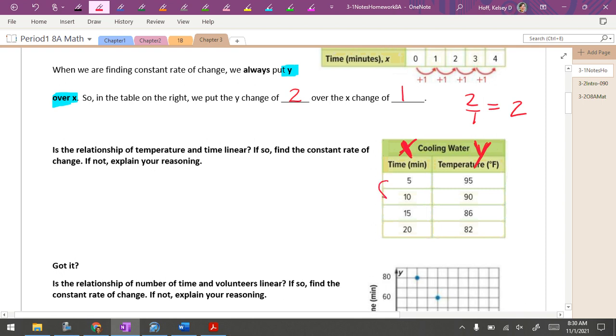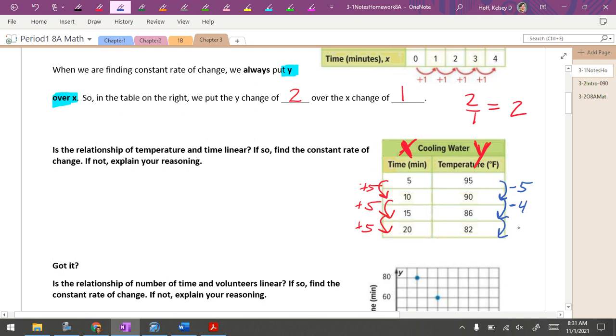What is my change if I go from 5 to 10? Plus 5. And then from 10 to 15. Everybody should be writing this down. This is how you show me your work. And then 15 to 20. Plus 5. You have to match it just like mine. Don't take a shortcut. Now, what is my change from 95 to 90? Minus 5. Nicely done. She noticed that it went down. So I'm going to put minus 5. How about from 90 to 86? Minus 4. And 86 to 82.